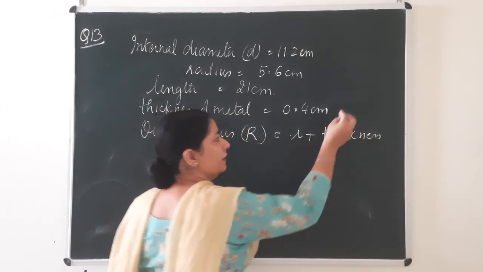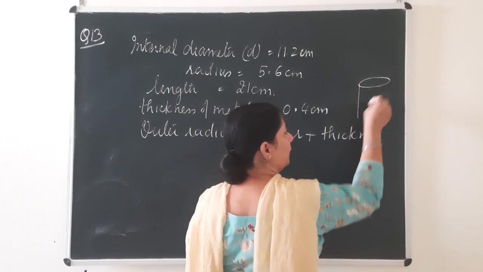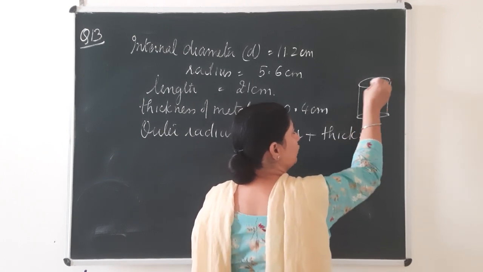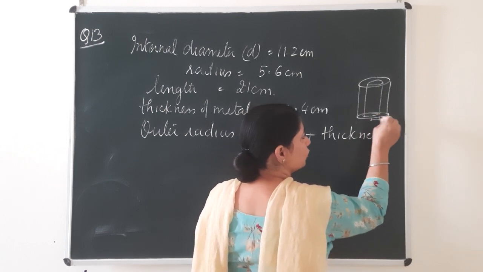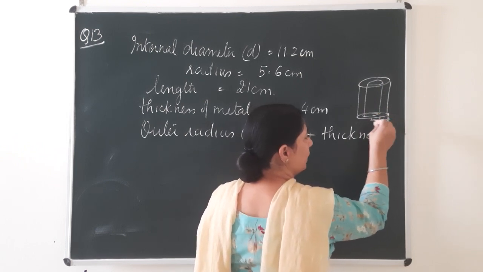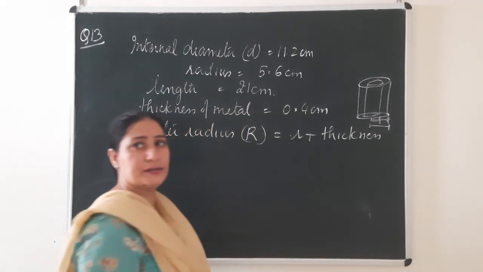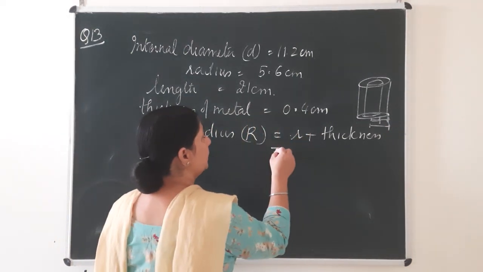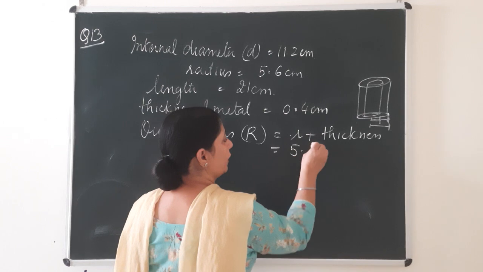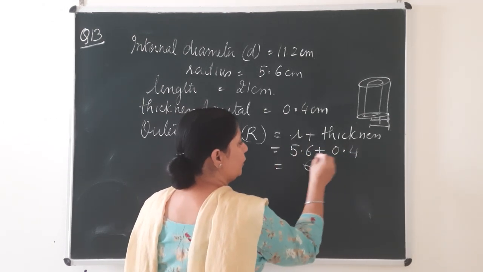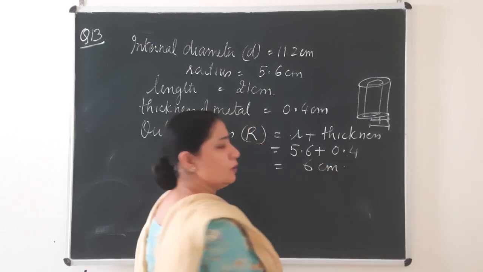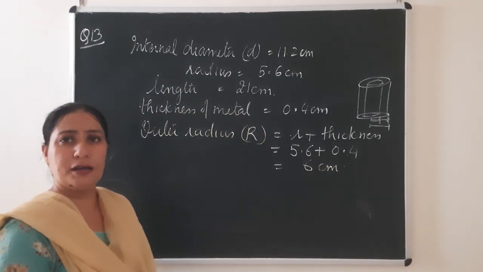Small r is the inner radius. For example, this is the pipe. If you have got the internal radius, you add the thickness to it, and you will get the outer radius. So small r, which you have already found, is equal to 5.6, plus 0.4. 5.6 plus 0.4 will give you 6 centimeter. That will be your capital R.